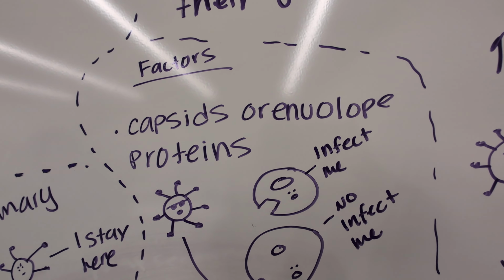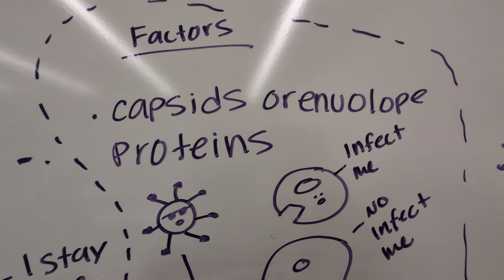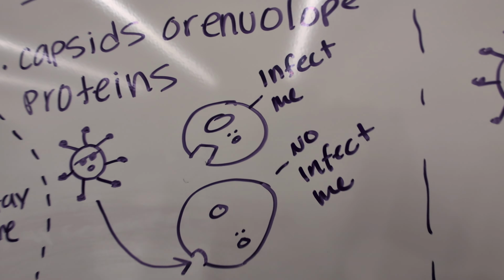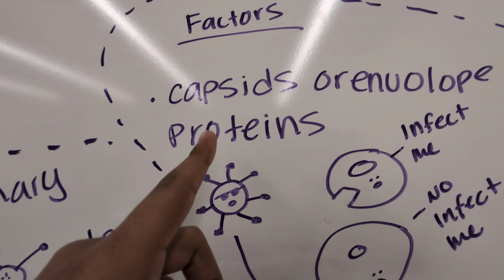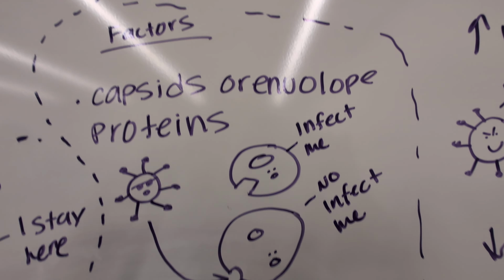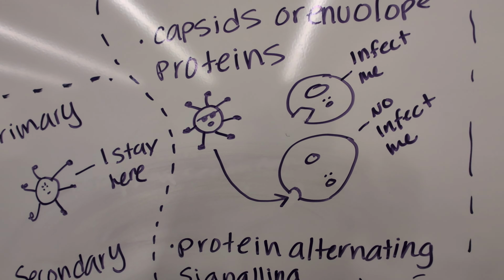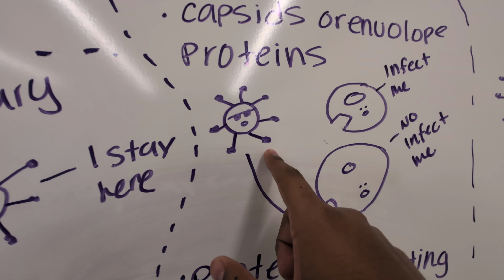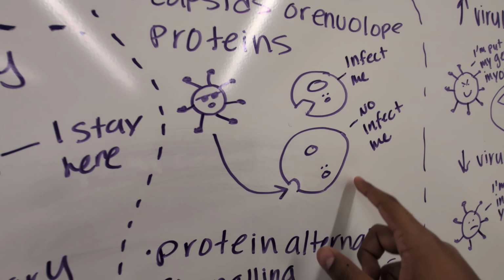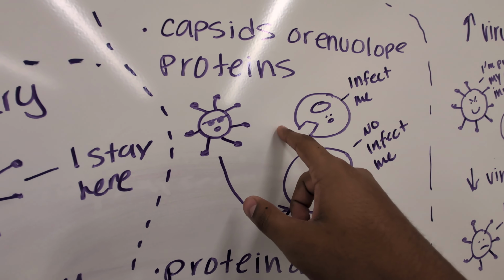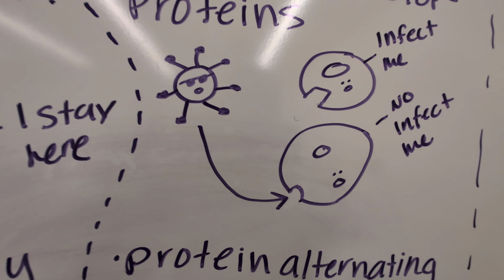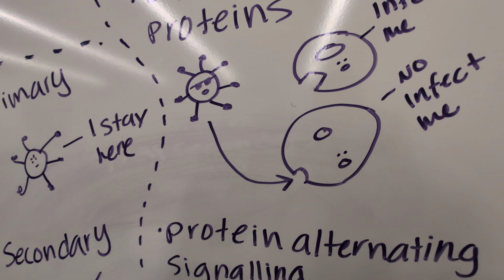Now over here I have the factors that affect virulence and how good it is or not. So first, it's going to be the capsids or envelope proteins. It basically means different keys or different receptors that the virus is able to bind to, like it's able to bind to here, or it might have more than one receptor, so it might be able to infect more than one type of cell.